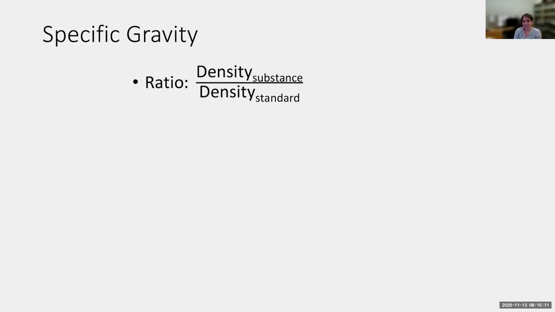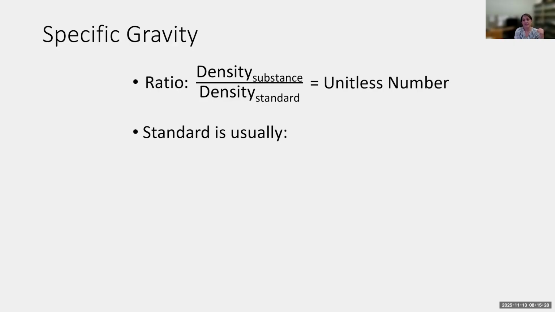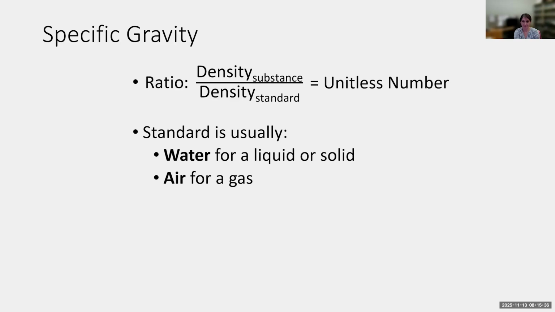Specific gravity is the ratio of the density of a substance to the density of a standard. And I'm expressing that ratio here as a fraction because that's going to be useful to us later. Because specific gravity is a ratio, it's a unitless number. The standards that we use are usually either water for a liquid or a solid and air for a gas. Water, since it's a standard, has a specific gravity of 1, meaning that water is equally as dense as itself. So another way to think about that is that any number divided by itself equals 1.